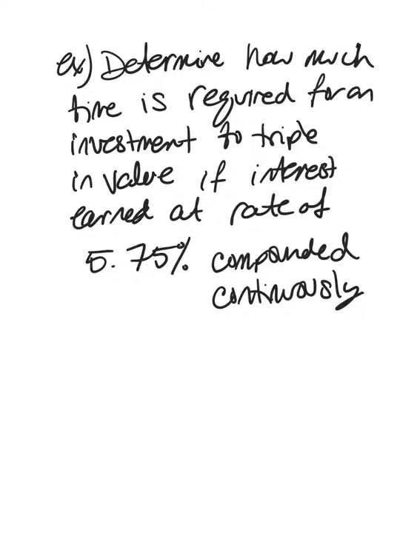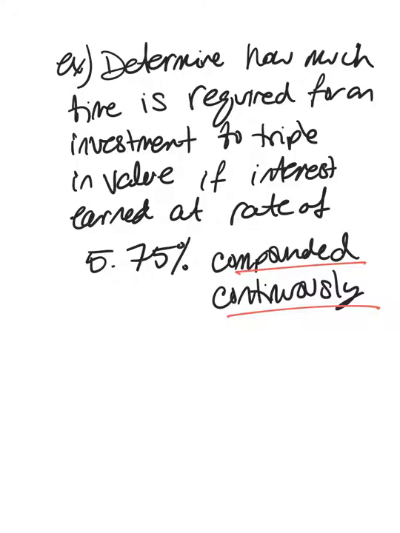What does that mean, compounded continuously? How is that different from our last problem? Our last problem was compounded annually. That means you're only taking that percent once a year. Compounded continuously means it's happening all the time, at this second, at this second, at this second. It's happening all the time. It is continuous. It does not stop.